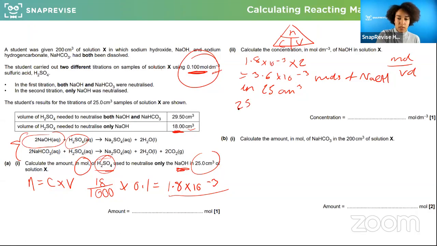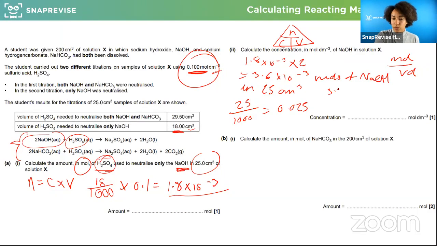Yes, so we're doing 25 divided by 1,000 is equal to 0.025. And then what's the plan? What do we do then? So now we have our volume in dm cubed. We have our number of moles. How do we work out the concentration? Yeah, moles divided by volume.